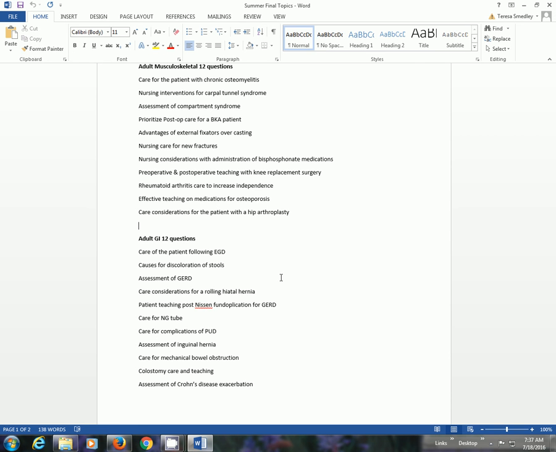Okay? Assessment of inguinal hernias. How is it commonly identified? In other words, you're the nurse that's doing an assessment, and what do you see that says to you, hey, that's an inguinal hernia? Okay? Care for mechanical bowel obstruction. What do you need to do to care for this patient?